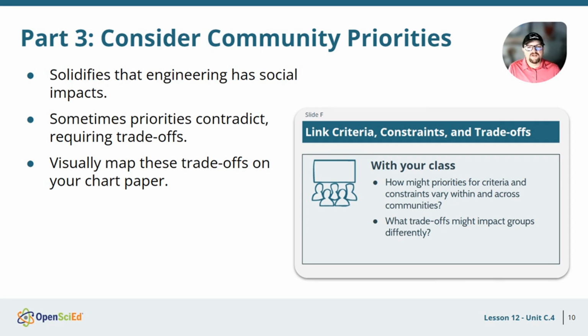What I watch for here is how students process conflicting priorities. To make these trade-offs visible, I stand at the chart paper mapping their ideas, drawing green lines between aligned goals and drawing thick red X's between conflicting ones.